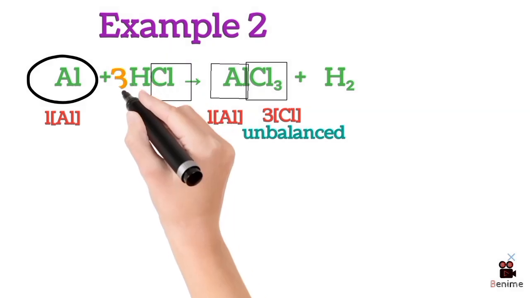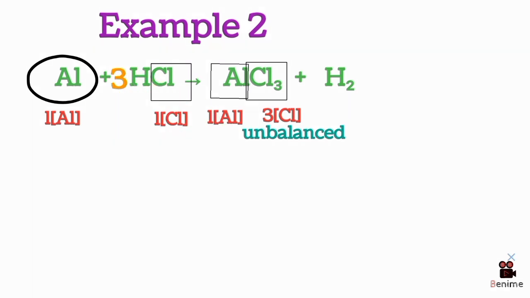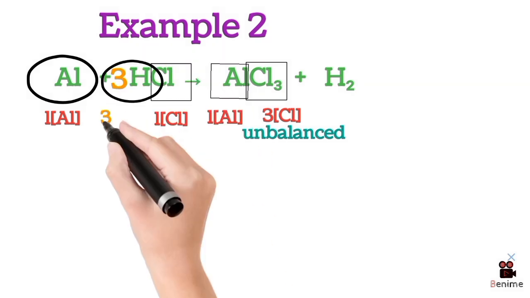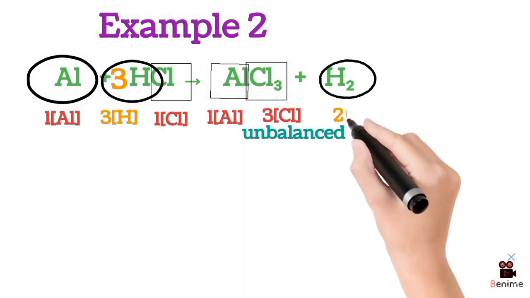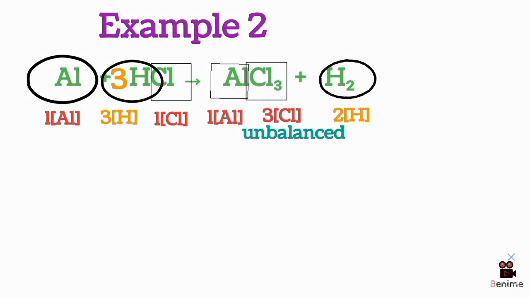Now we add 3 as a coefficient before HCl to balance chlorine. This 3 will not only multiply chlorine, but also multiply the hydrogen atoms of HCl. Now, if we recheck, we will find that the number of hydrogen atoms has increased to 3 on the left side of the equation. Now we again count hydrogen atoms. Total hydrogen atoms on the left side are now 3. Total hydrogen atoms on the right side are 2 because H2 contains 2 hydrogens, so hydrogen is still unbalanced.